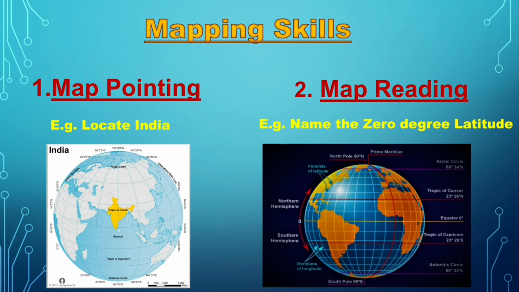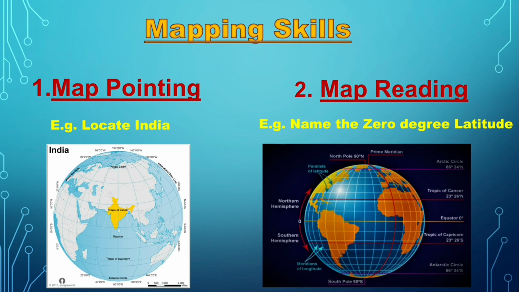From this chapter, you can expect a lot of mapping skills questions. There are two types of mapping questions: first one, map pointing questions, and number two, map reading questions. Map pointing means we have to point on a blank map. For example, locate India, locate Delhi, like that. Sometimes you will be asked to analyze the map and give the answer.